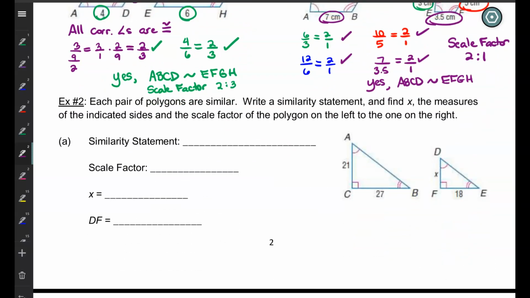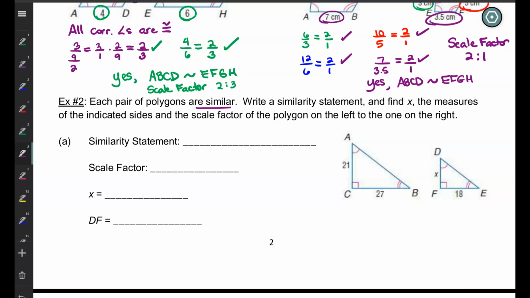Okay, let's take a look. Example 2. So each pair of polygons are similar. We want to write a similarity statement, find the value of x and the measure of any indicated sides, and also the scale factor. Okay, so basically we know that these have to be similar. We're told that they're similar.